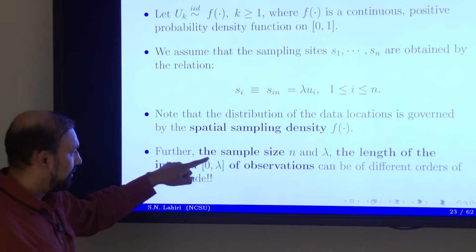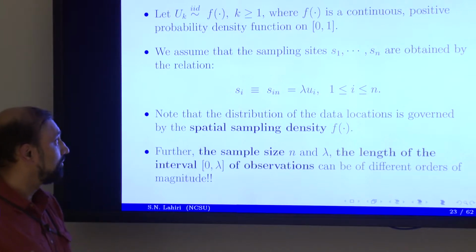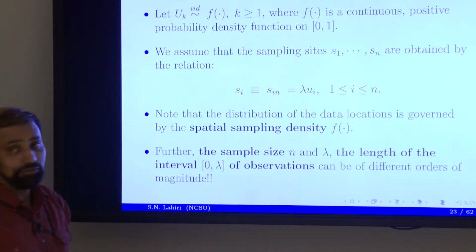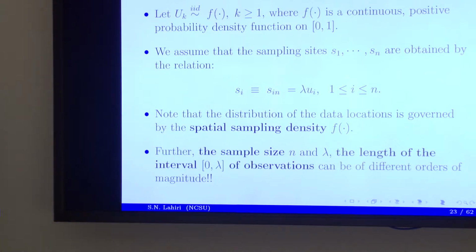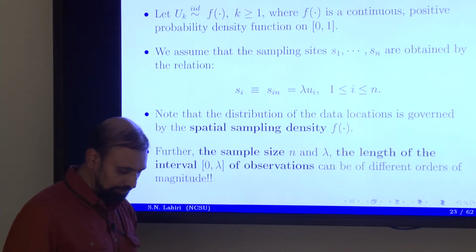And when you look at the relative sizes of the sample size and the length of the interval, they can be very different because you can generate as many of these random variables as you want corresponding to the locations, data locations. So these two factors can be separated out. You have non-uniformity, and you have relative differential growth rates of sample size and the length of the interval.